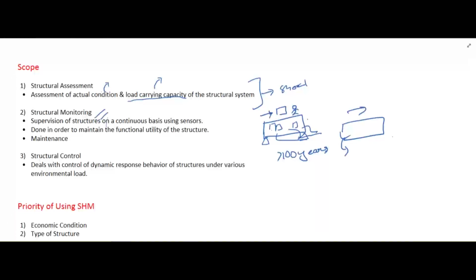The third one in our scope of SHM is structure control. Structure control is the control of dynamic response behavior of structures under various environmental loads. It is basically attached in planes these days, and this scope is really far from the two scopes, structural assessment and structural monitoring. Now let us move on to the priority of using SHM.